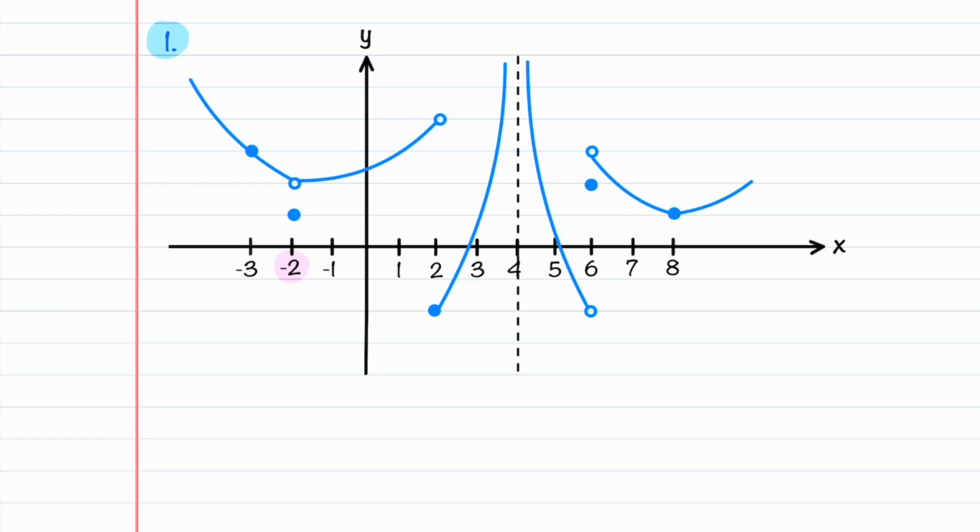At x is equal to minus 2, the function exists and the limit exists. However, these two values are not the same. So we're going to say that at x is equal to minus 2, we have what's called a removable discontinuity.